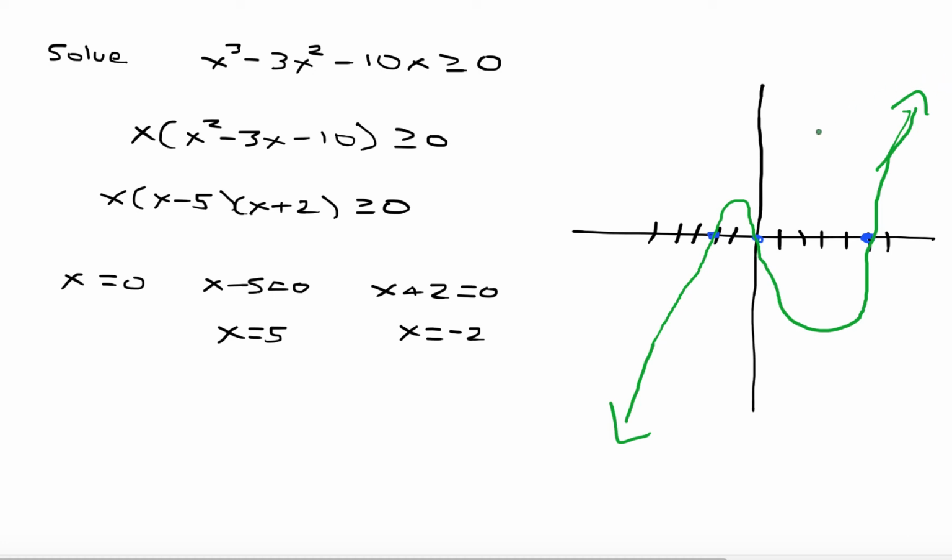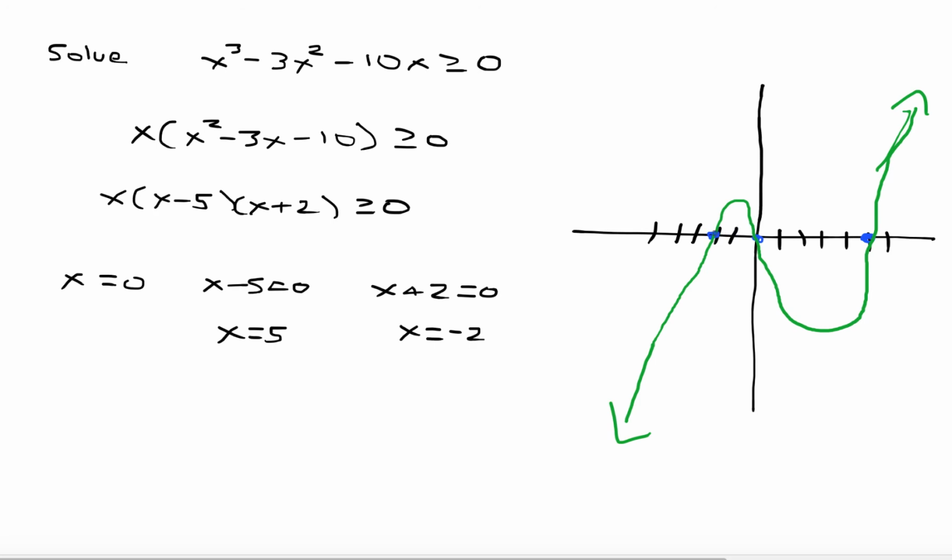Now you've got to be careful with this, though. Remember, this is not the final answer. This is an inequality, so the question here is greater than or equal to 0. Think about what that means. We're looking for the y values that are greater than or equal to 0, which means what part of the graph is above the x-axis. Looking at this, what part of the graph is above the x-axis?